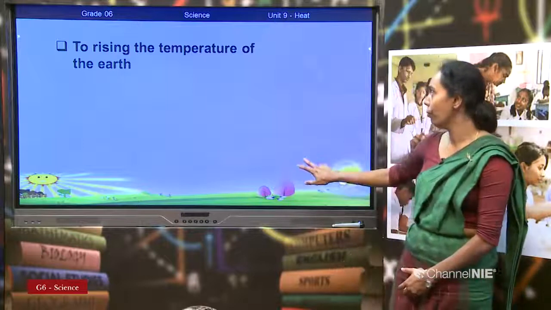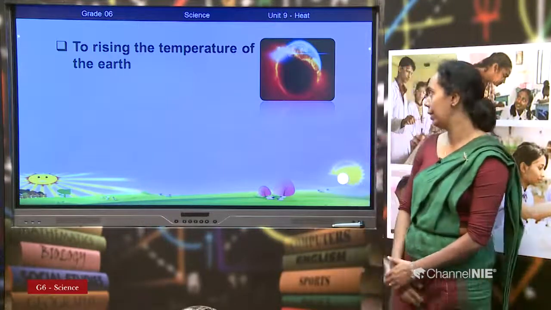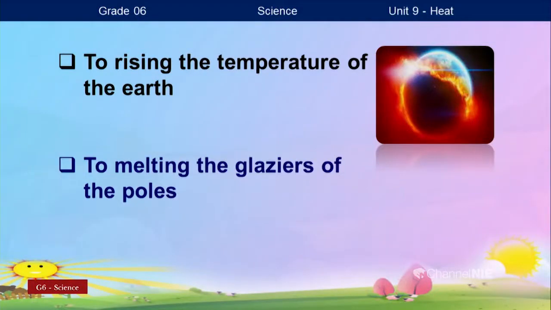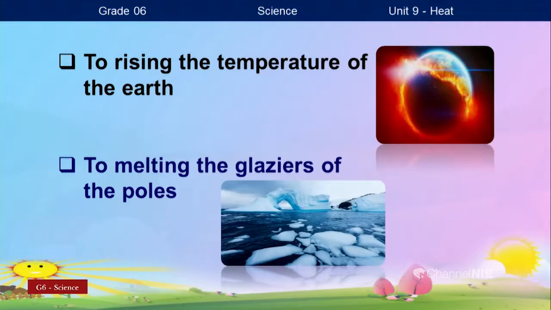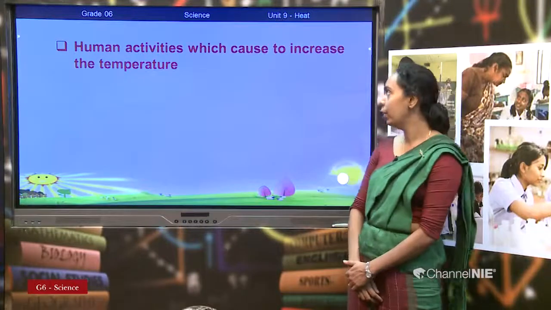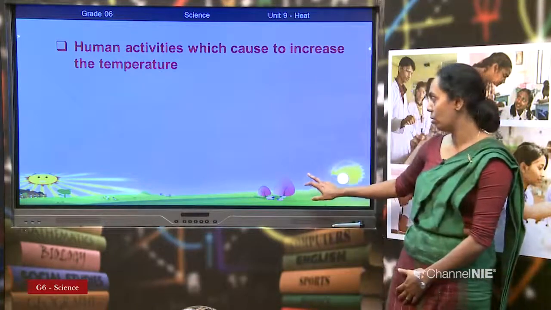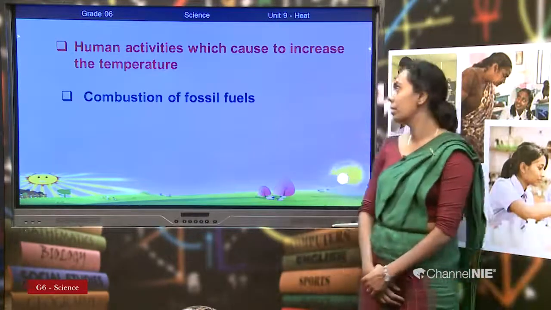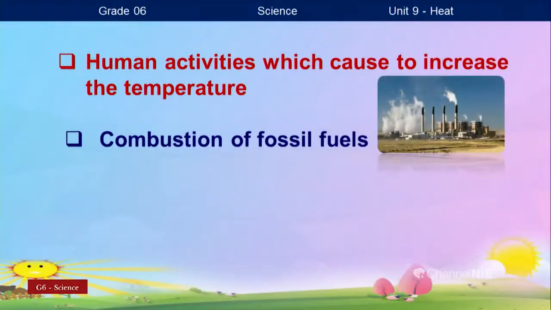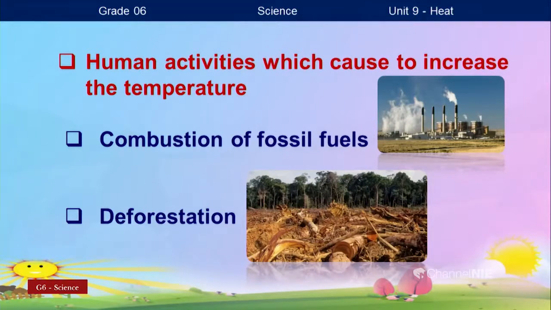Then the temperature of the earth also rises up due to the heat, and also the glaciers of the poles are melting due to the heat. Due to this melting of glaciers, you know the sea level rises up. Then we will see what are the human activities which cause the increase in temperature. The main one is combustion of fossil fuels. In here you know fossil fuels are petrol, diesel, kerosene oil and LP gas. Then the second human activity which causes the increase in temperature is deforestation. Deforestation means cutting down trees in jungles.